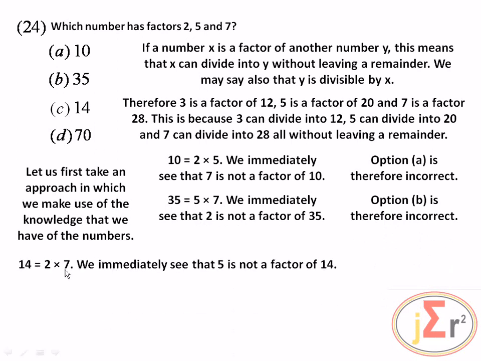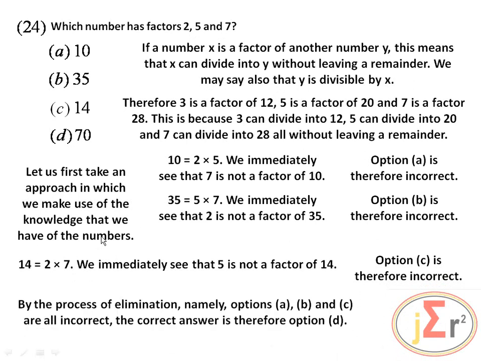14 is 2 multiplied by 7, and of course, we realize that the 5 is not included. We immediately see that 5 is not a factor of 14. So option C is not correct. By the process of elimination, namely options A, B, and C are not correct. As a matter of fact, the statement here says that options A, B, and C are all incorrect. The correct answer is therefore option D.